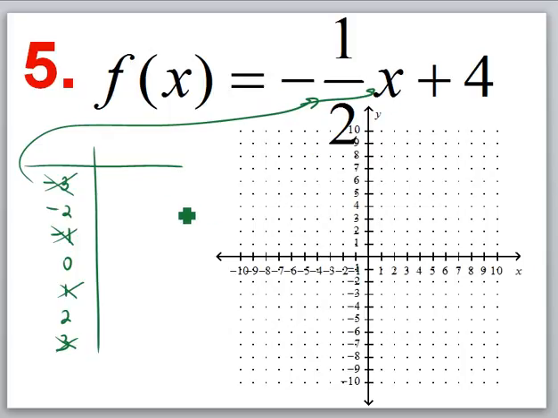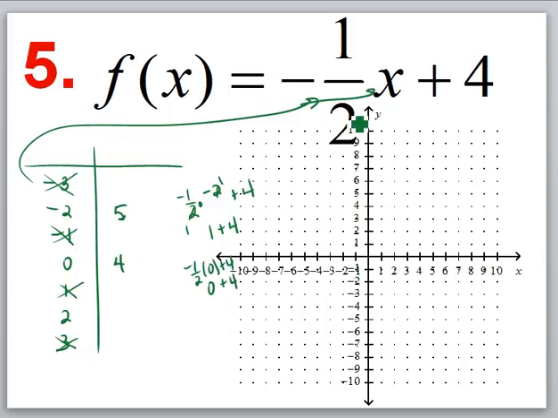So I'm going to write down -1/2 times -2 plus 4. These 2's cross-reduce, and I have -1 times -1, which is 1. 1 plus 4 is 5. I'm going to plug in 0. Well, -1/2 times 0 plus 4, that would be 0 plus 4. So I just get 4.